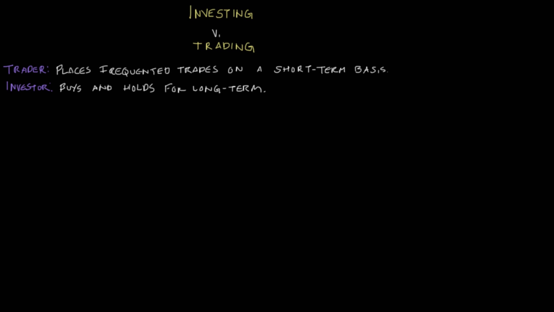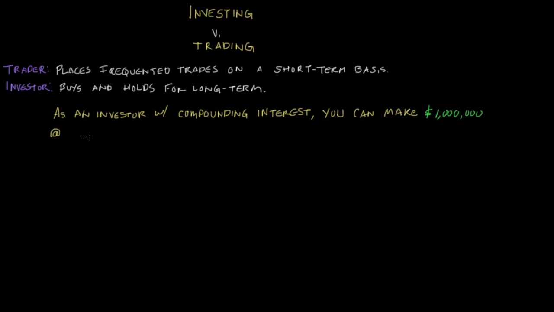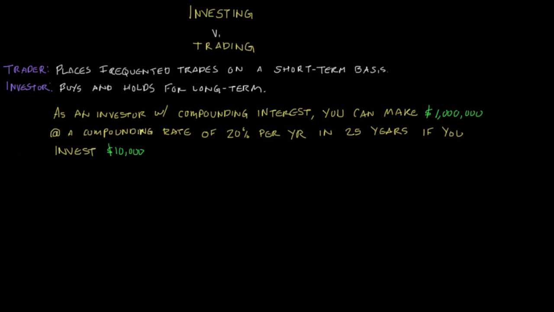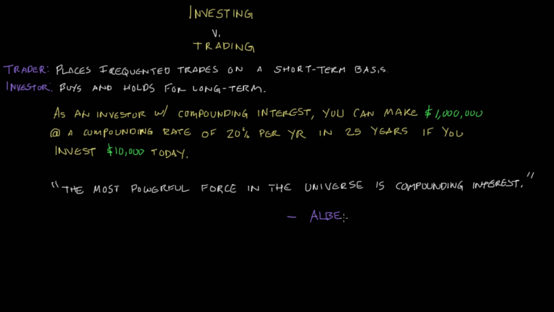Many investors favor compounding interest by reinvesting their earnings, and they are very attentive to company dividends. In order for you to make $1 million at a compounding rate of 20% per year, it would take you about 25 years to reach that goal if you invested $10,000 today. Now, there's a quote circulated on the internet by Albert Einstein. I'm not sure if it's true or not, but rumor has it that he once said, "The most powerful force in the universe is compounding interest."